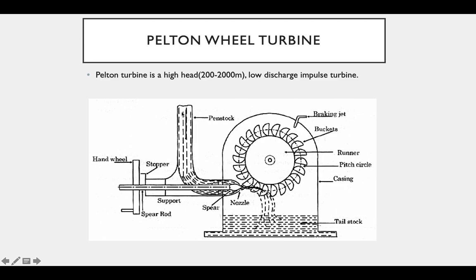Now the fluid, that is water, will be flowing from the dam through huge pipes known as penstocks. This water flows and reaches the nozzle here. Here we have a spearhead. By adjusting the spearhead you can control the discharge.